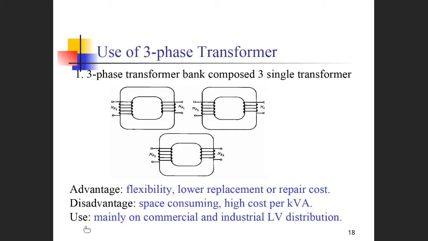Now, where is it mainly used? It is mainly used in commercial and industrial low voltage distribution, because of the advantages and disadvantages above. It is not used in the heavier power center with the higher voltage. You can imagine, if the power consumption is very big and the voltage is very high, using this one economically is not good.